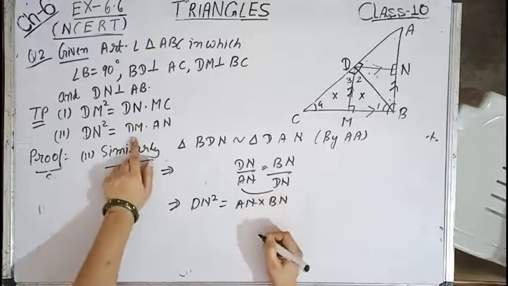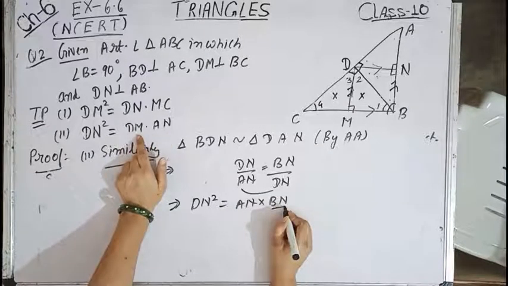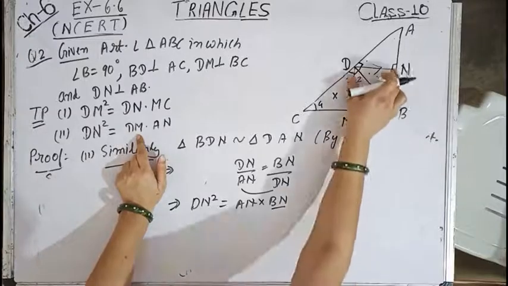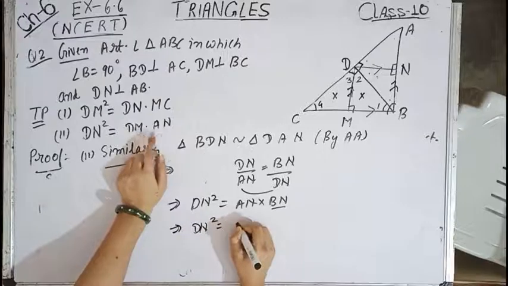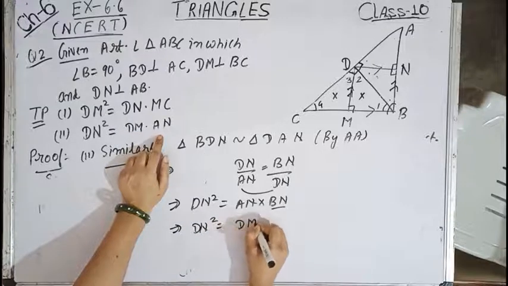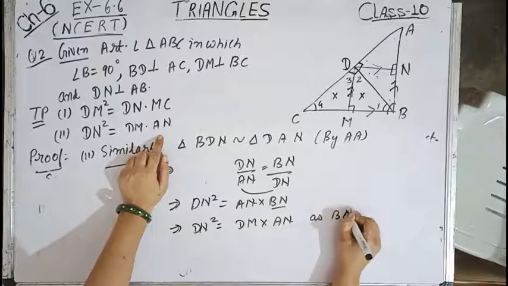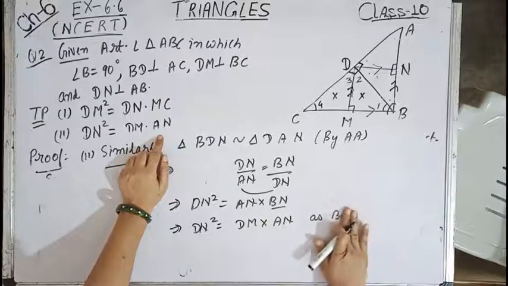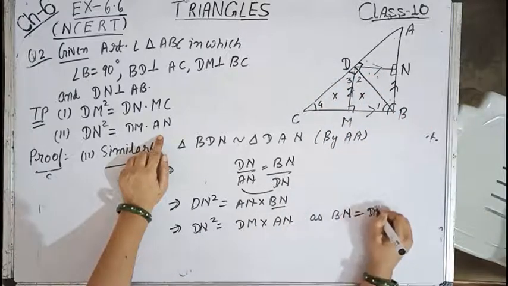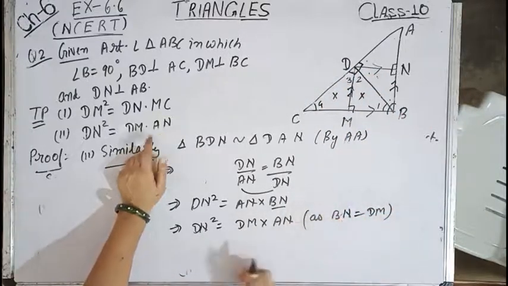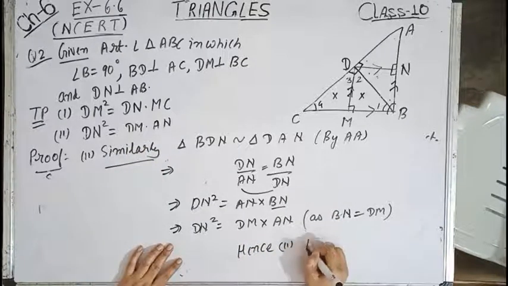Now I have to get DM into AN. So obviously BN and DM must have a relation. Let us see, BM equals DN. So this implies DN square equals DM into AN, as BN equals DM. From 1 also you can write. And hence it is proved. Hence number 2 is proved.